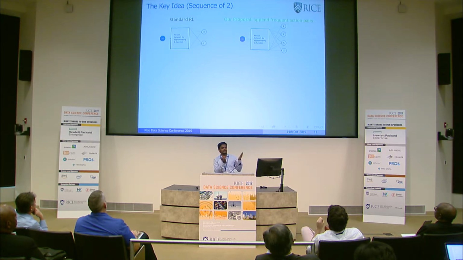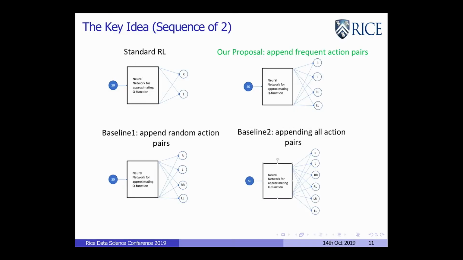Now, if our proposal conveniently beats the standard reinforcement learning setup, we are good. Or maybe that's not enough, because what if we append all possible action pairs to the action space? Maybe it will do better. Or what if we just append a random subset of action pairs? Maybe that's still going to be better than the standard setup. So we need to explore whether the concept of adding frequent action pairs is doing something better or not. So we compare our proposal against 3 constructs of adding more information to the action space.